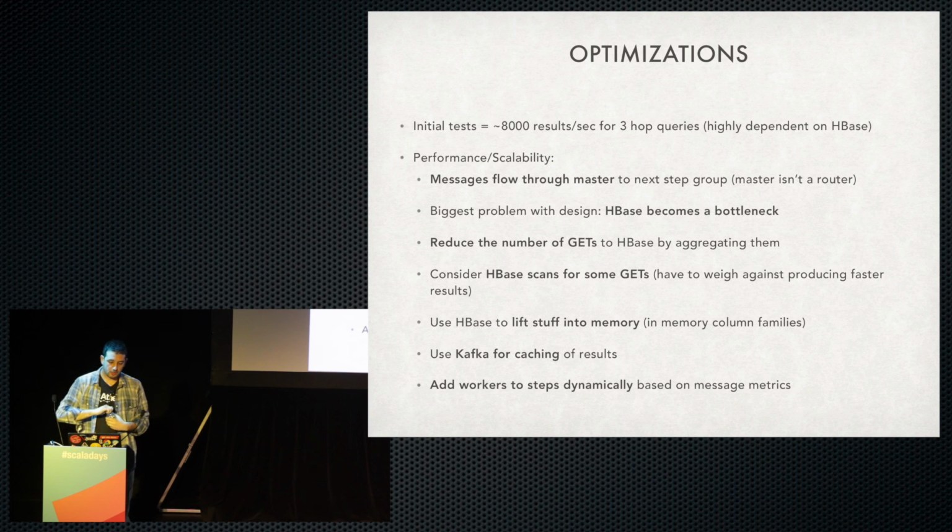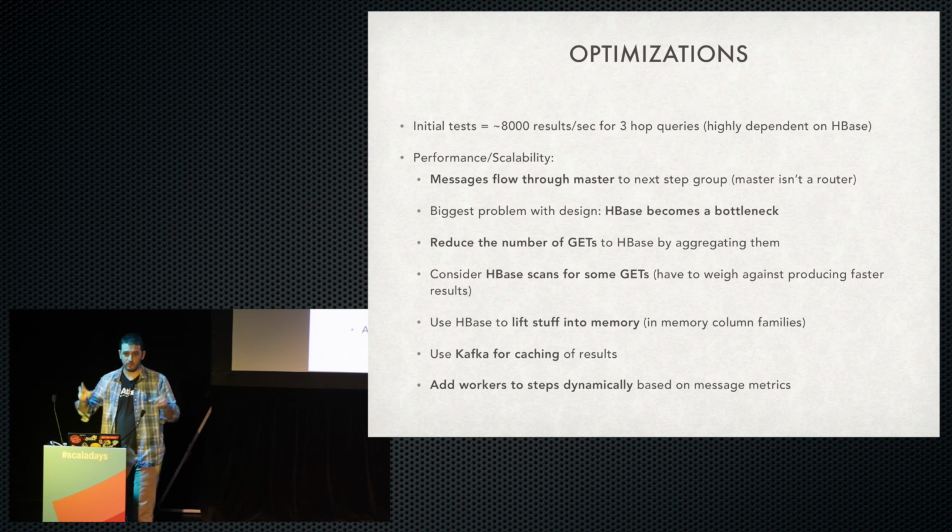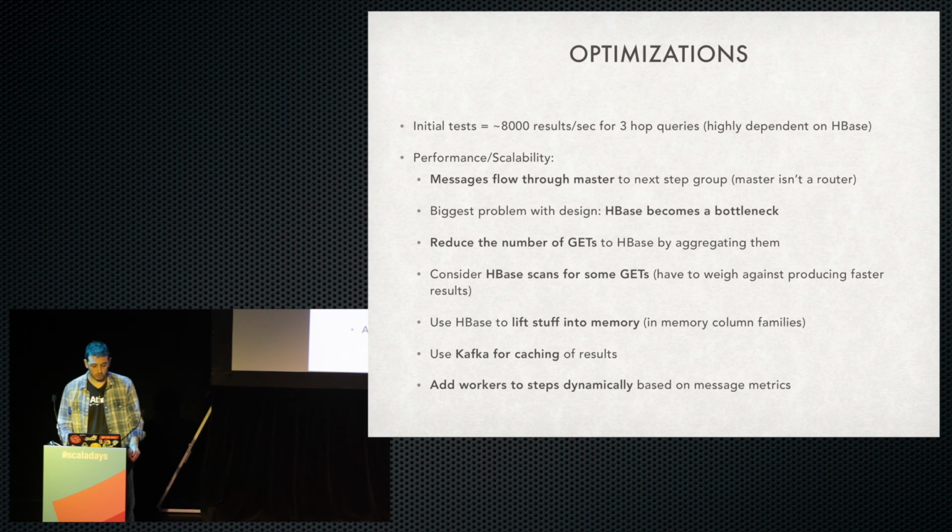So initial tests of this are roughly 8,000 results a second for up to 3-hop queries. Meaning that if I did a pattern match, I would start with node label 1, I would go to node label 2, I would go to node label 3. With those 3 hops, that's what we've managed to see as initial tests. But that's highly dependent on Hbase.